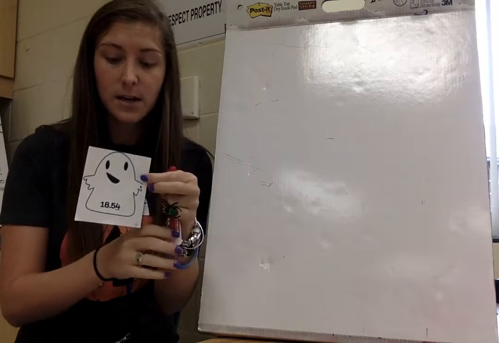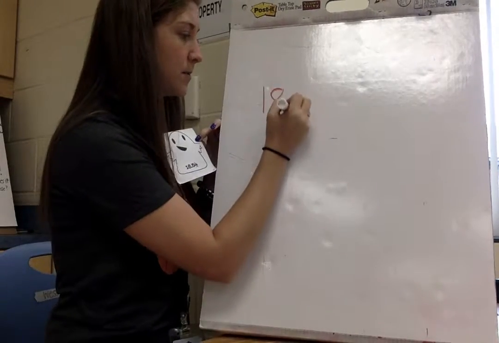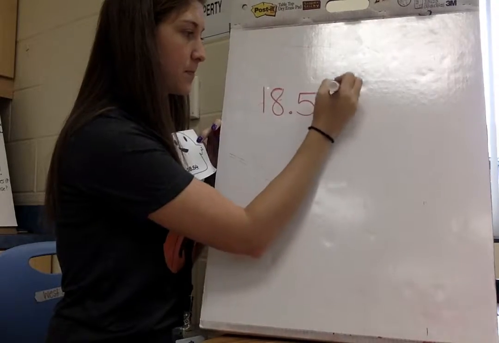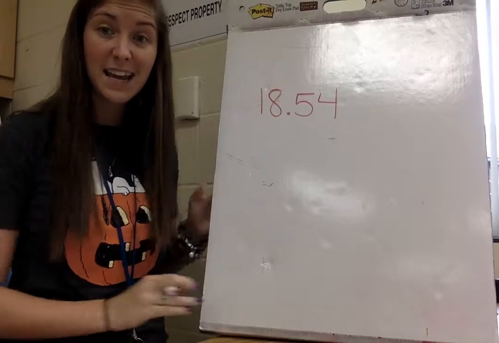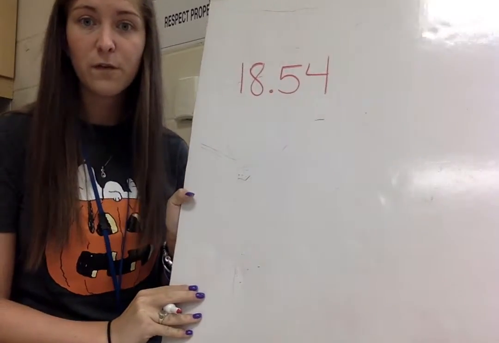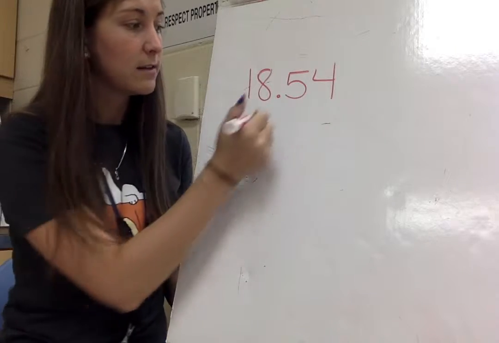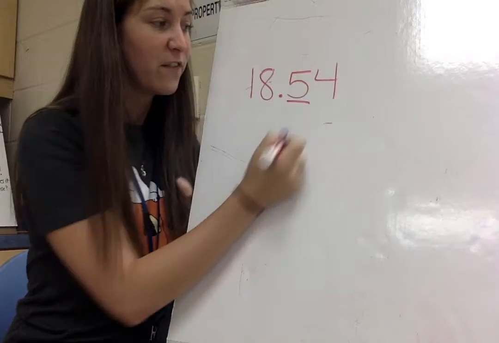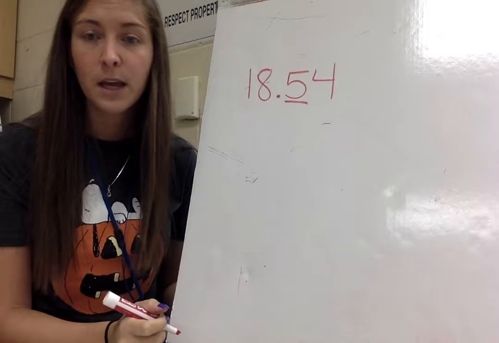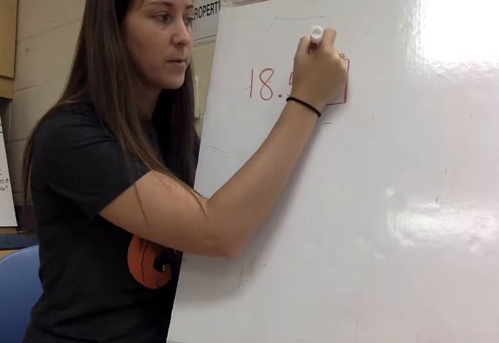They look like this. So this number is 18 and 54 hundredths. If I want to round this number to the tenths place, first off, I have to look at it and know which digit is in the tenths place. The tenths place is directly next to the decimal, so my 5 is in the tenths place. And now I have to look next door, at my 4.